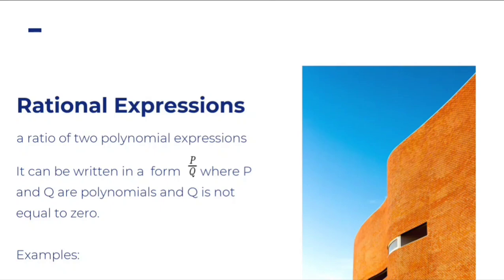Ibig sabihin po, they cannot have any exponents that are negative or fractions. It cannot also have radical symbols. Also, in a rational expression, your denominator q should not be equal to 0. Examples of these are x squared over 2 plus x and 3x plus 1 all over x.